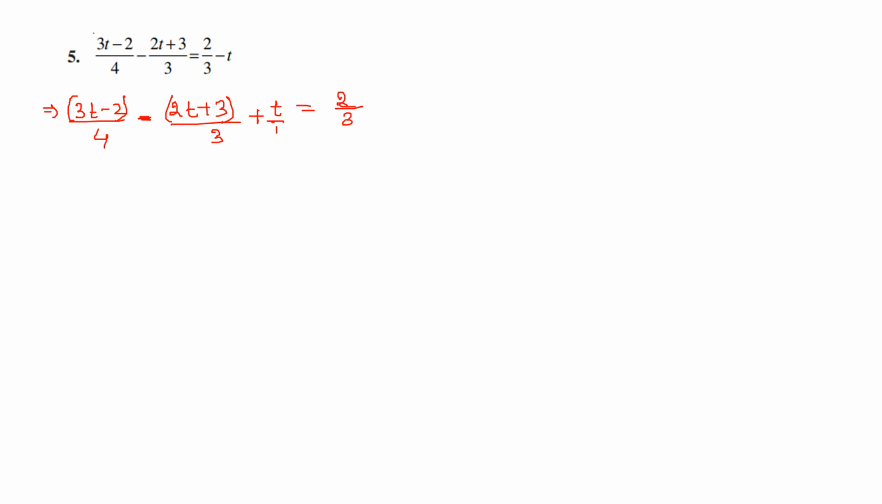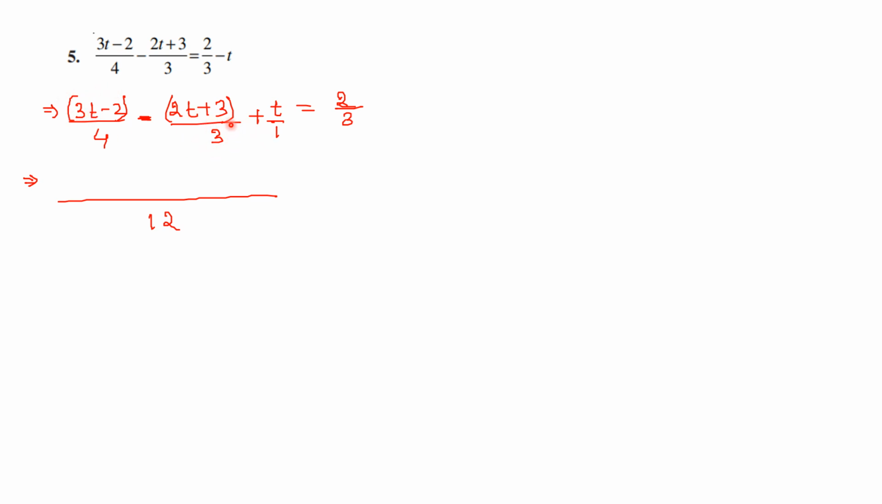Now here it is t by 1. Now I am going to take the LCM of 4 and 3. Now 4 and 3 both are co-prime numbers, isn't it? So LCM will be 12. And in 4 table when 12 comes, 4 times 3. So here in 3t minus 2 you have to multiply it by 3, because 4 table when 12 comes, when 4 is multiplied by 3. So in numerator also you have to multiply by 3.